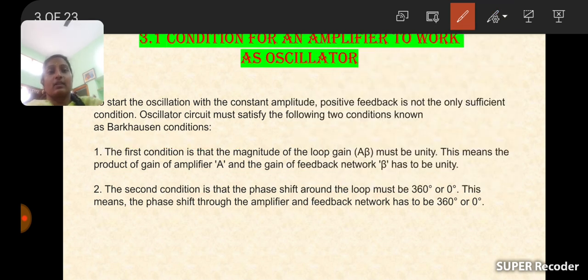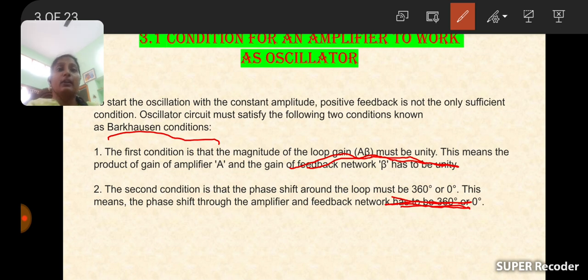360 degrees. So see here, the first condition is loop gain must be equal to unity, and the total phase shift around the circuit is 0 or 360 degrees. These two conditions together are called what? Barkhausen criteria. So what is the topic? What are the conditions of an amplifier to work as an oscillator?